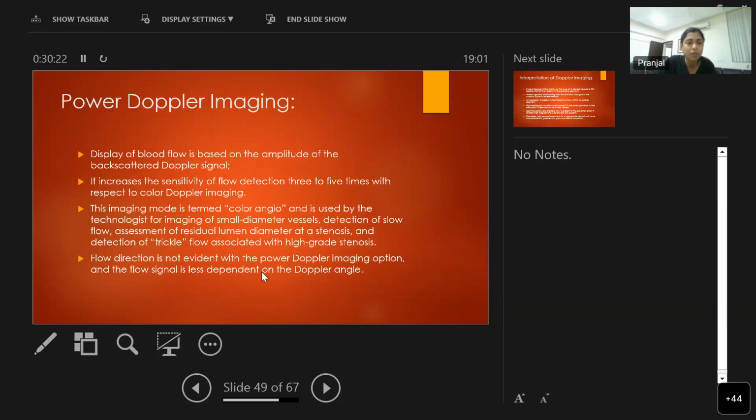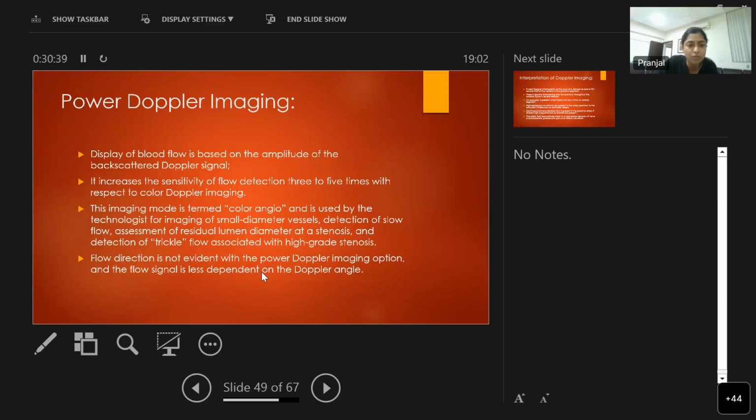A power Doppler imaging displays blood flow. The display of the blood flow here is based on the amplitude of the backscattered Doppler signal. It increases the sensitivity of the flow detection 3 to 5 times with respect to the color Doppler imaging.